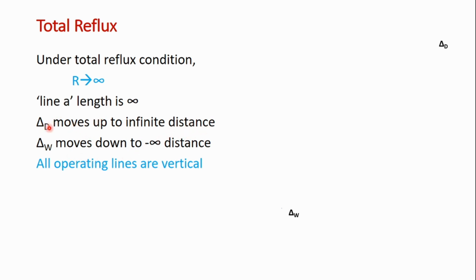Because delta D, F and delta W lie on the same line, if delta D goes up to an infinite distance, delta W will go down to an infinite distance. If delta D is located infinitely high and delta W is located infinitely low, then all operating lines will be vertical. Let us see this graphically.